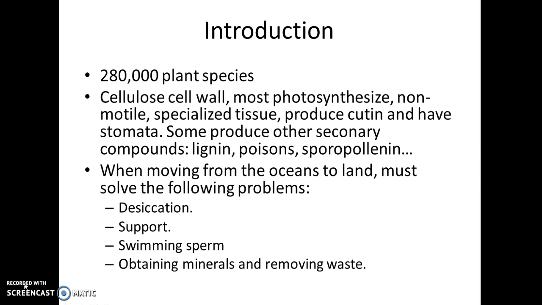So we need to remember that when moving from oceans to land, there were 4 problems that needed to be solved by plants. First was desiccation, which means that they dry out. 2, support. 3, swimming sperm. That's a big one, right? Sperm can't walk. They can only swim. And 4, obtaining minerals and removing wastes.